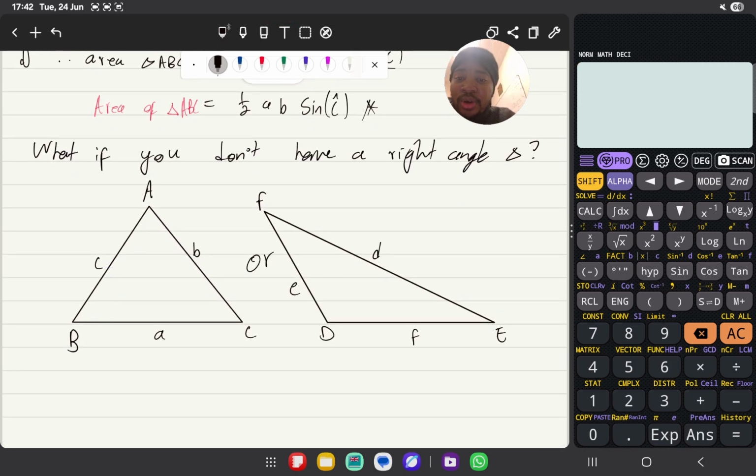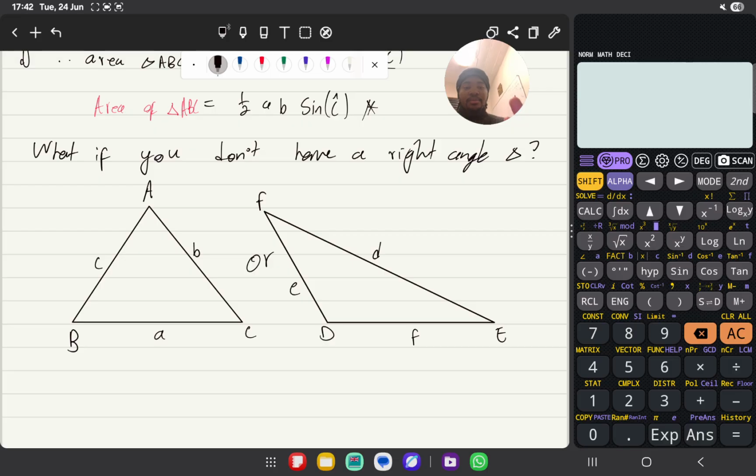What if you don't have a right angle triangle? There's also another concerning thing: when you have a right angle triangle, it's easy for you to see, oh, this is my perpendicular height. But the question, of course, is what if you don't have a right angle triangle?